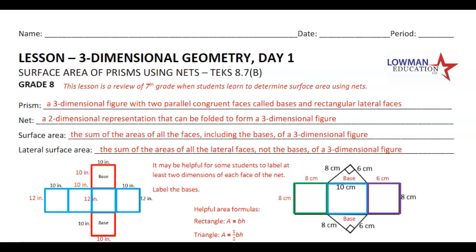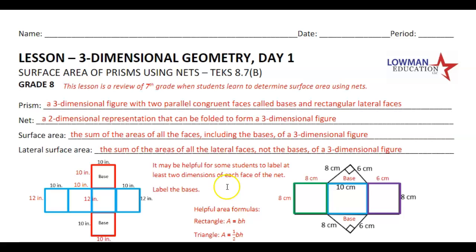Surface area is the sum of all the areas of all the faces. This is going to include those two bases that we talked about in the prism definition, and the lateral faces, so all shapes. The lateral surface area is not going to use the bases. They are not going to use the top and the bottom, they're only going to use the lateral faces. That's the around the lateral.